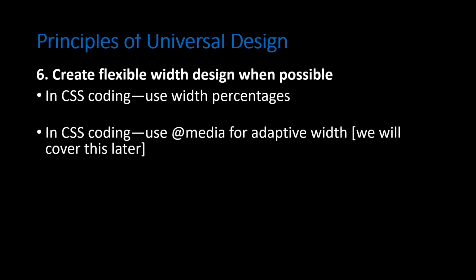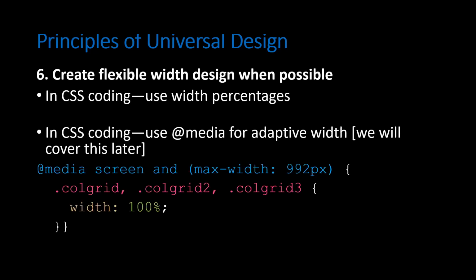And then a little bit more advanced thing that we'll cover later is to use the @media CSS coding for an adaptive width. And I couldn't help but give you one example. And this is how the code would look. That's just an example of what you can do to do some adaptive coding so that your site will actually change for the environment that it's being viewed on.